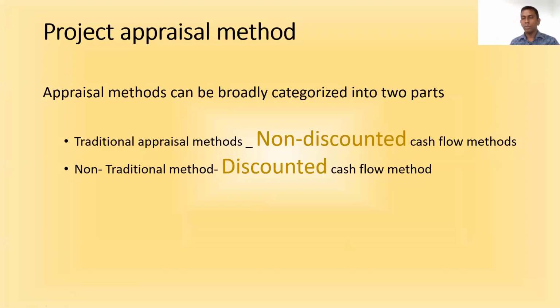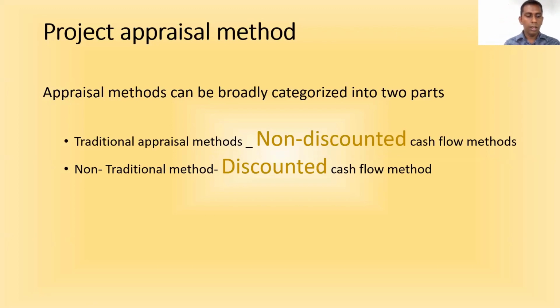These methods or techniques can be categorized into two groups. So what are the groups that we can categorize our project evaluation techniques? The first one is discounted cash flow method. The second one is non-discounted cash flow method. Or we can say the first one is non-discounted cash flow method, and the second one is discounted cash flow method. It is not a problem, but we need to identify that there are two groups that we can categorize project evaluation methods or techniques.